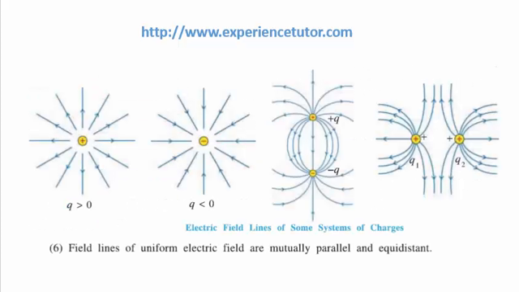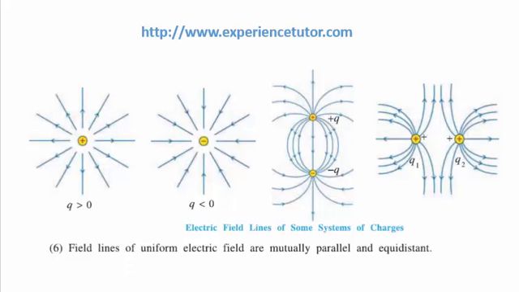Here in the first figure, we can see that Q is greater than 0, where electric field lines are coming out from the positive charge. In the second, Q is less than 0, showing that electric field lines are moving towards the negative charge. The third figure shows the dipole where electric field lines are moving from positive to negative. And in the fourth figure, we can see that electric field lines are coming out of the positive charge.